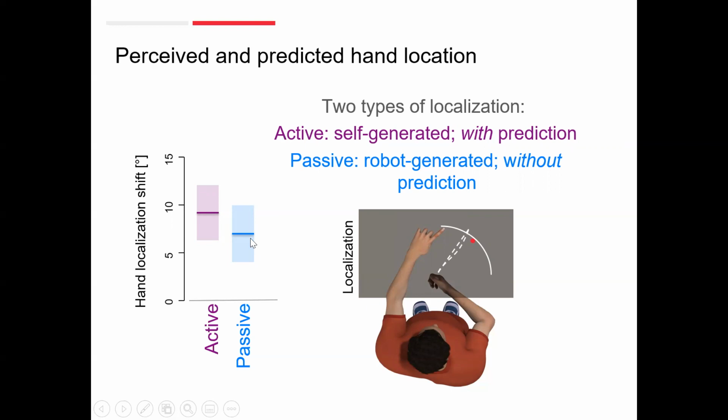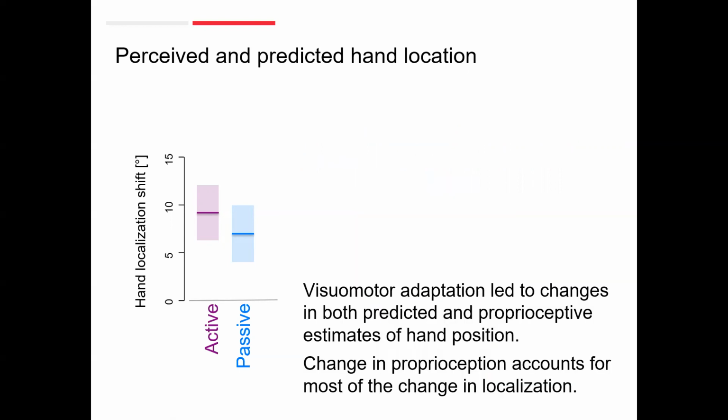And for reasons I don't really have time to explain here, although we can discuss it later, we think these changes are largely additive. So this suggests that at least 60% of the change in the active version of this task really is reflecting proprioception, is reflecting what we see in the passive task.